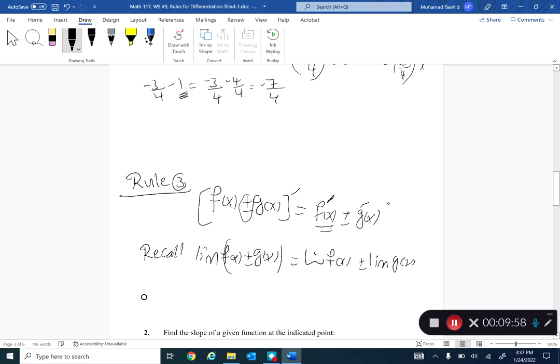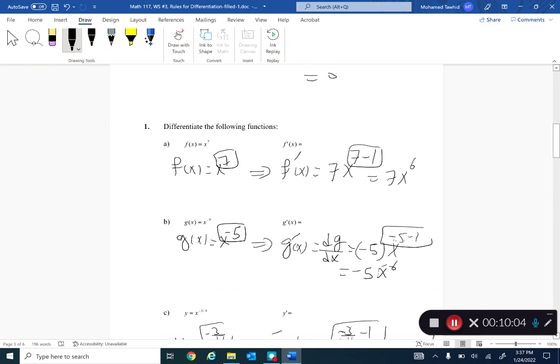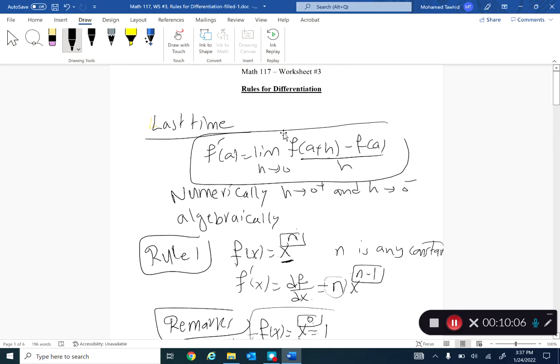So this formula, or this rule, comes from this limit, because if you go up to the definition of the derivative, what is the definition of the derivative? Limit h close to 0, f of a plus h minus f of a, over h. That is f prime of a. Then what is g prime of a? G prime of a will be limit h close to 0, and you just replace f by g.